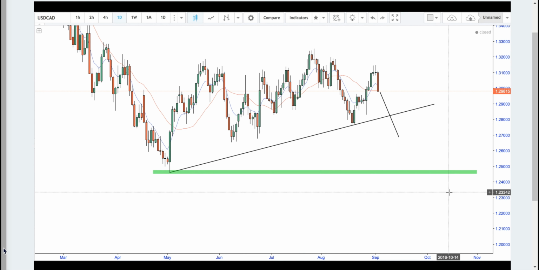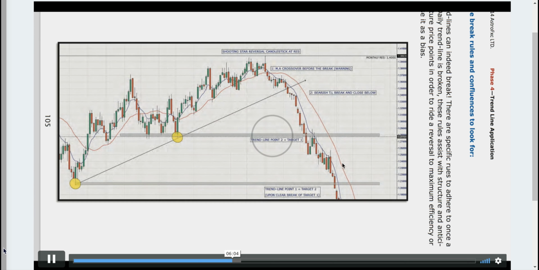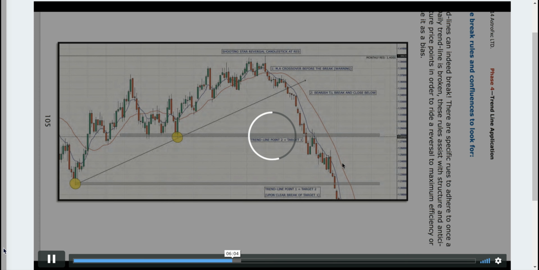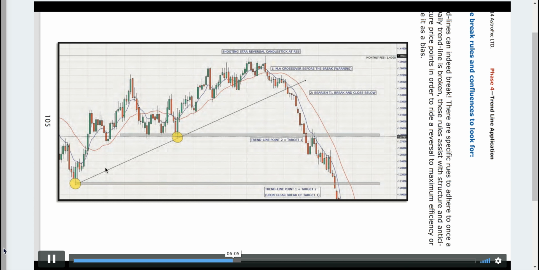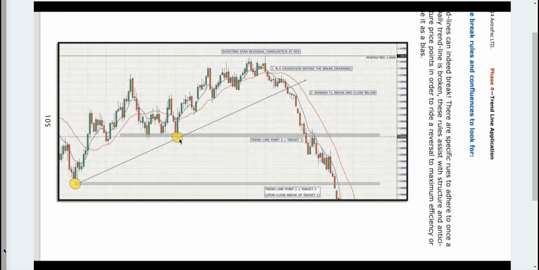Now in the book, there are a few examples of trendline breaks. So this is the Euro USD on the weekly, so we had 0.1, 0.2. So when the trendline breaks, generally speaking, the second point here is going to be the first target for the break. If we break below that, our first point is going to be the overall target. So trendline 0.2 equals target 1. Trendline 0.1 equals target 2.